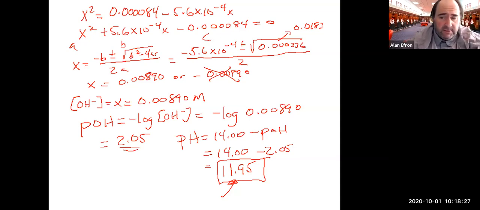Any questions on any of those steps, where anything came from, why we did anything? Any questions? So hopefully you can see that it really is sort of the same steps. The only difference is, as you can see here at the end, a reminder that when you get that x, not the H plus, but the OH, you've got to go pOH first and then into the pH. Any questions on weak bases or how to do weak bases there? Okay.